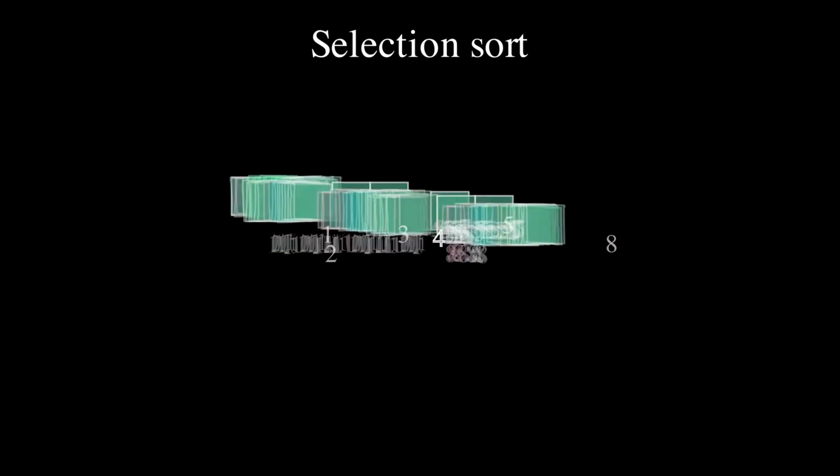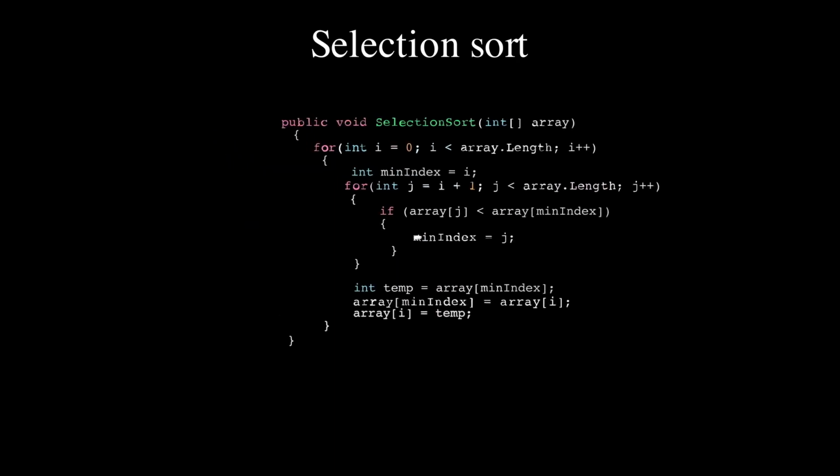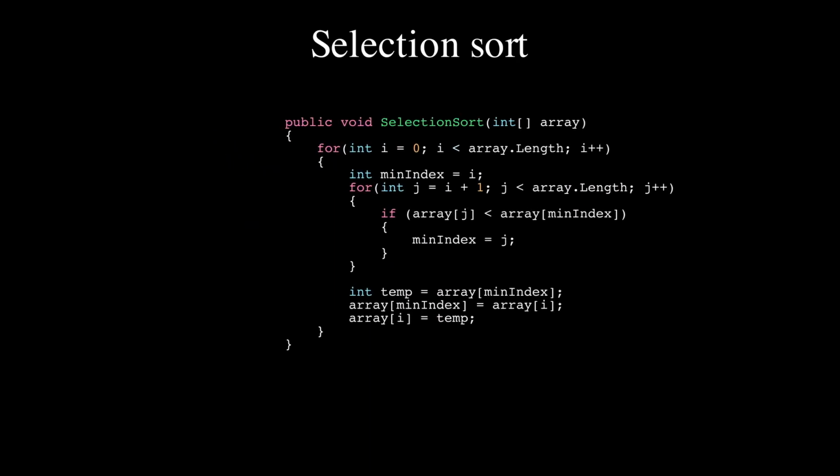Here is how to implement selection sort in Python. The implementation in C# or Java is very similar. The time complexity of selection sort is big O of n squared, where n is the size of the array.